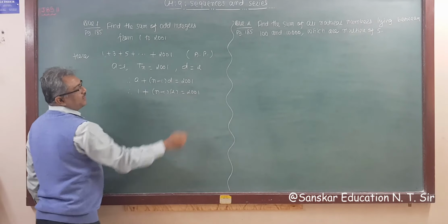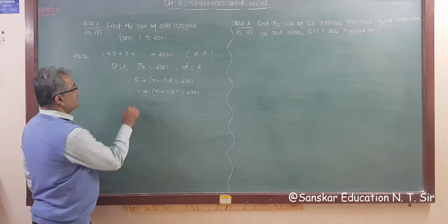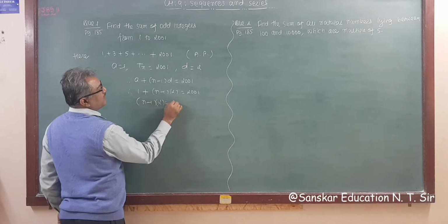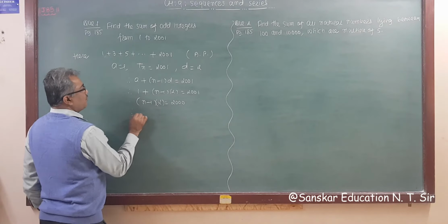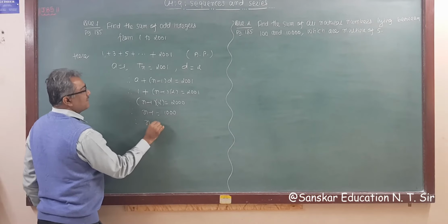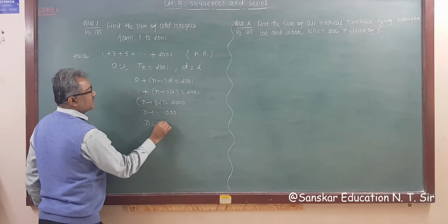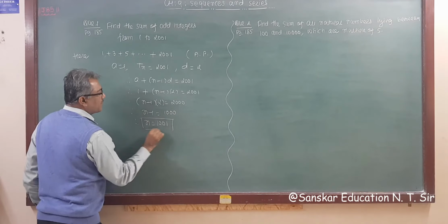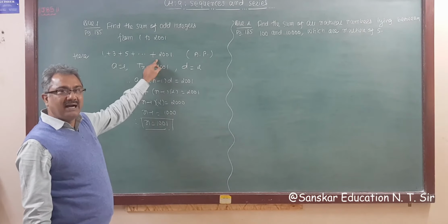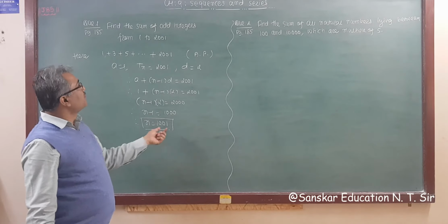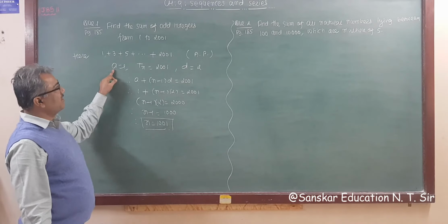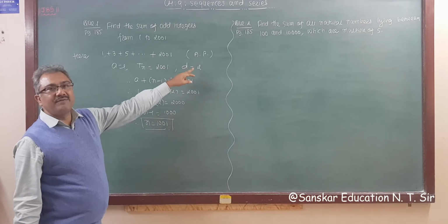So taking 1 to the opposite side, it becomes 2000. So we get (n minus 1) into 2 is equal to 2000. So n minus 1 is equal to 1000, that is, n is equal to 1001. So the total number of terms in this 1 to 2001 numbers is 1001. Now we have to find the sum of all of these. We know the first term, the last term, the difference, and n.